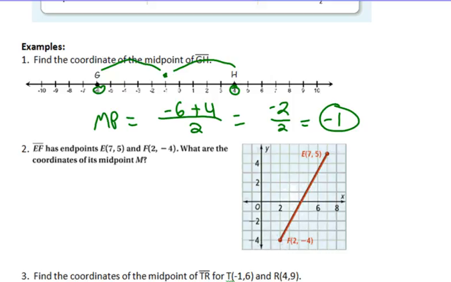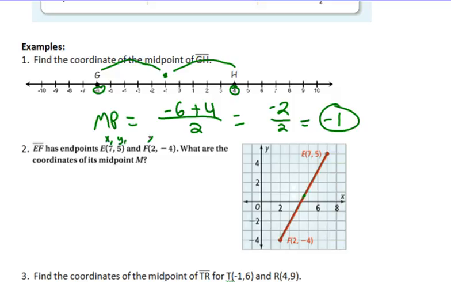Now, number 2 says EF has endpoints (7, 5) and (2, -4). What are the coordinates of the midpoint? You don't even really need the graph. We can estimate it's going to be somewhere around here or something, but that looks like it's in the middle. So we're going to have to use this formula. So let's go. This is our x1 and y1.